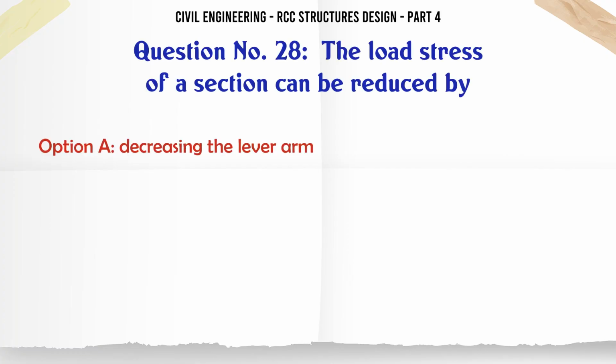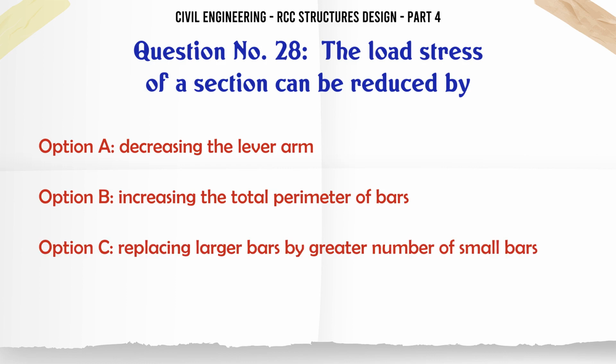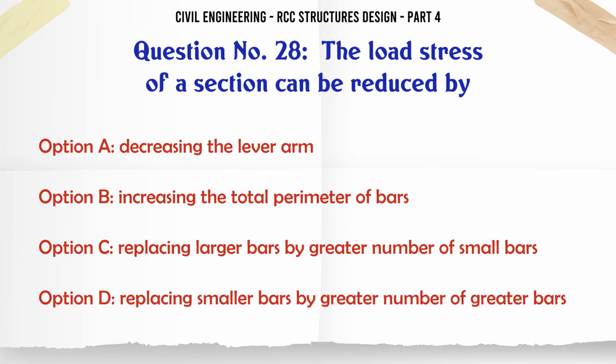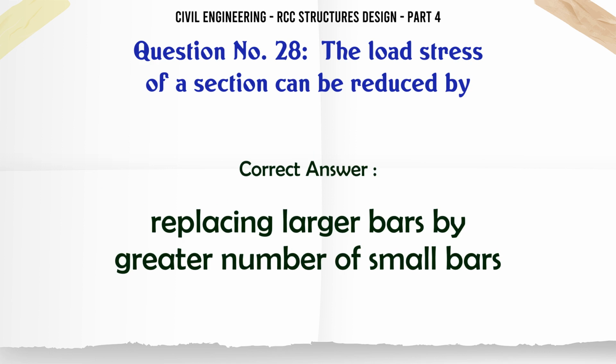The bond stress of a section can be reduced by A. Decreasing the lever arm, B. Increasing the total perimeter of bars, C. Replacing larger bars by greater number of small bars, D. Replacing smaller bars by greater number of greater bars. The correct answer is replacing larger bars by greater number of small bars.